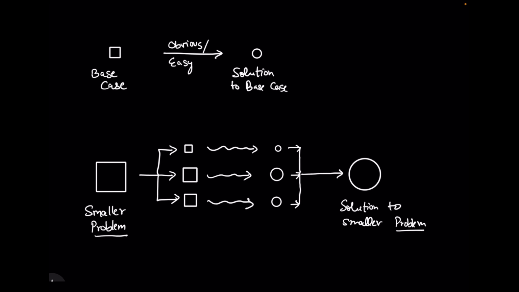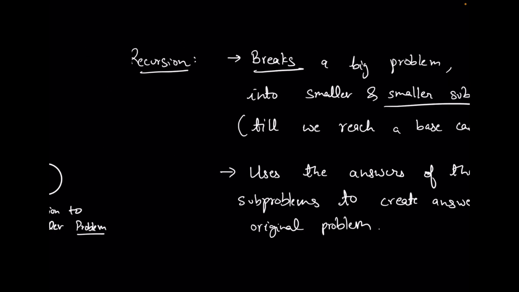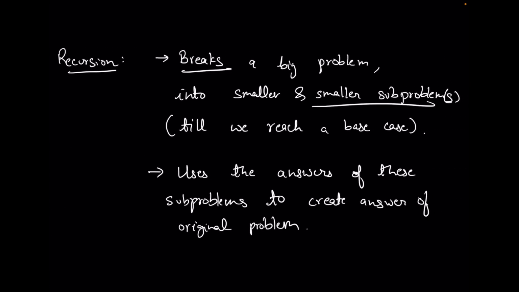So that's the whole concept and theory behind recursion, right? So to summarize, recursion has two things that it mainly does. It breaks a big problem into smaller and smaller sub problems till we reach a base case, and it uses the answers of these sub problems to create the answer of the original problem, right? So that's about recursion, and that's basically how any recursive algorithm that you'll ever see looks like, okay?